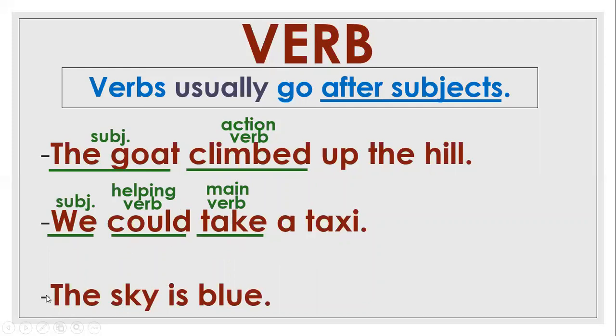Number 3. The sky is blue. Here, the sentence is talking about the sky, and the sky is placed at the beginning of the sentence, so it is the subject. Is is a linking verb that links the subject to the rest of the sentence.